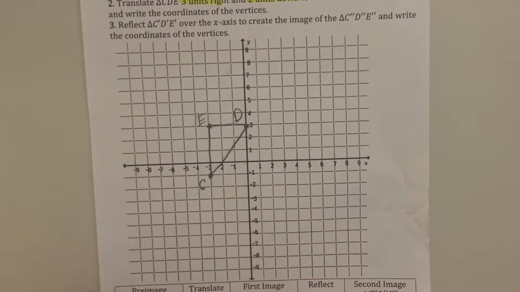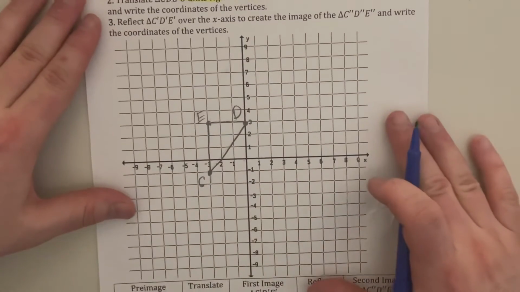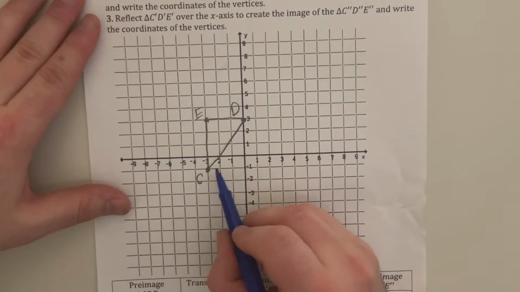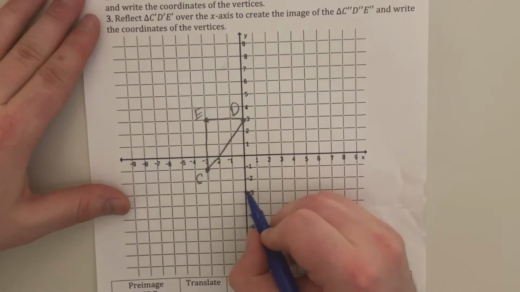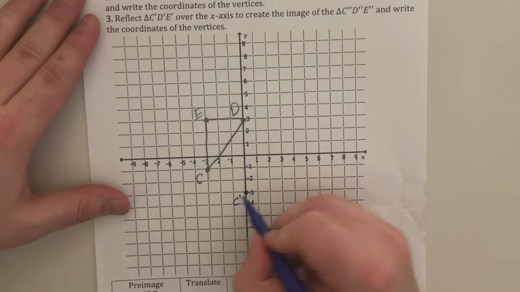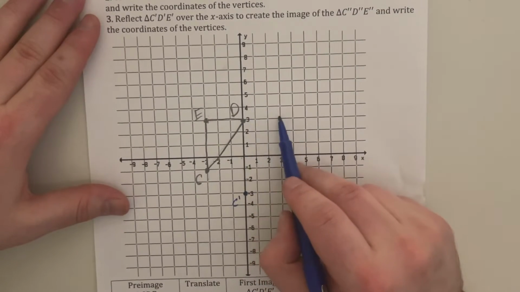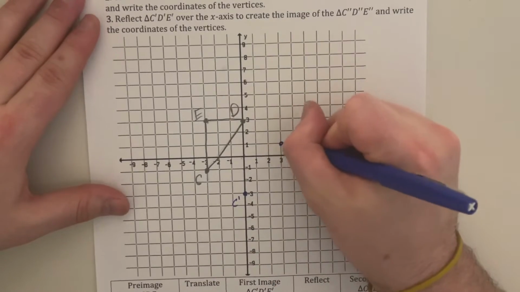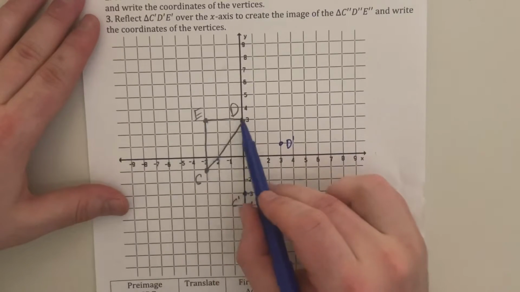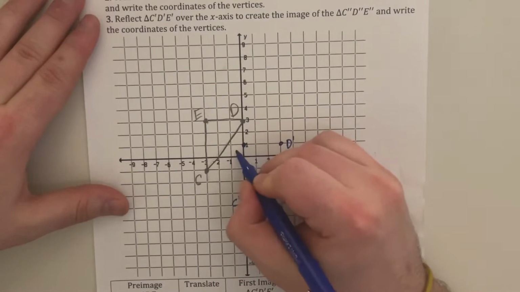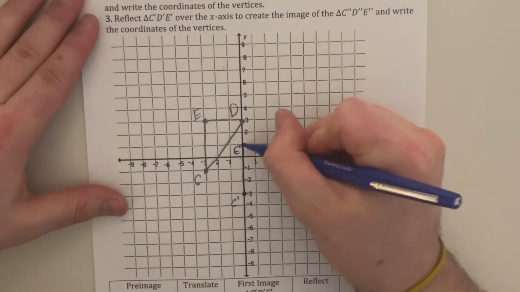So all I'm doing is this. I'm going to do it in blue. Each of these points is going to be 3 steps to the right, so 1, 2, 3, and then 2 steps down, so 1, 2. I can label that C prime. For point D, I can go 3 steps to the right, 1, 2, 3, 2 steps down, and label that D prime. And then E prime, again, is 3 steps to the right, 2 steps down, E prime. Again, make sure you connect those sides.